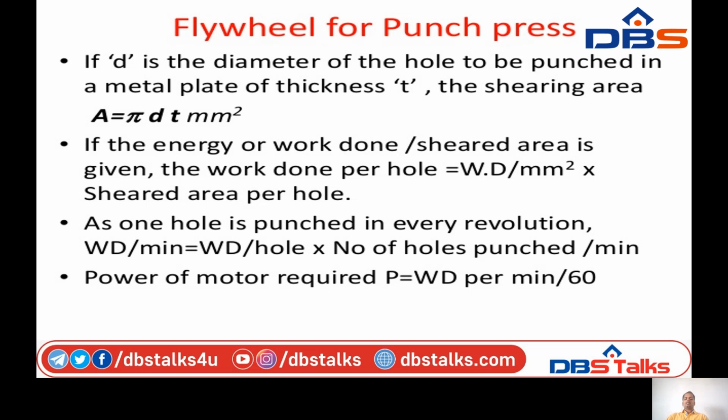Thus, the flywheel has to absorb the excess energy available at one stage and make up the deficient energy at the other stages, to keep the fluctuation of speed within permissible limits. This is done by choosing a suitable moment of inertia of the flywheel.